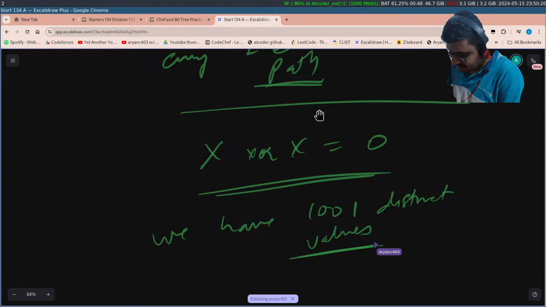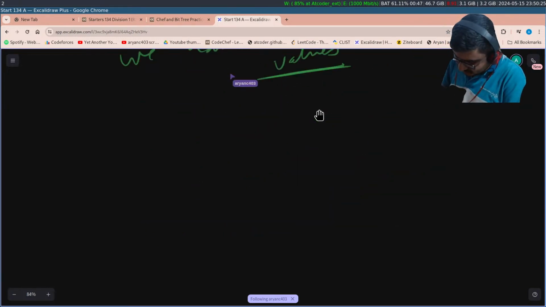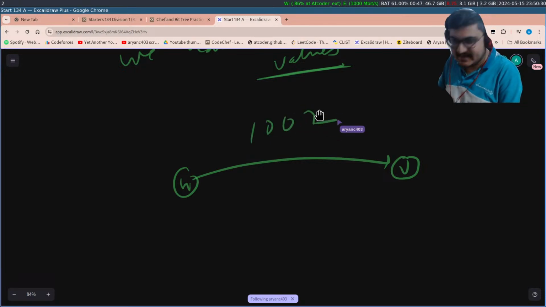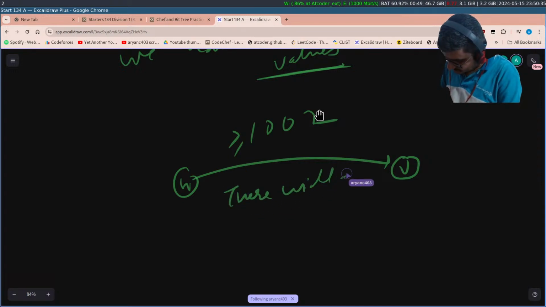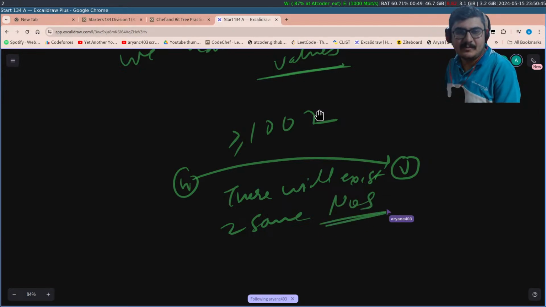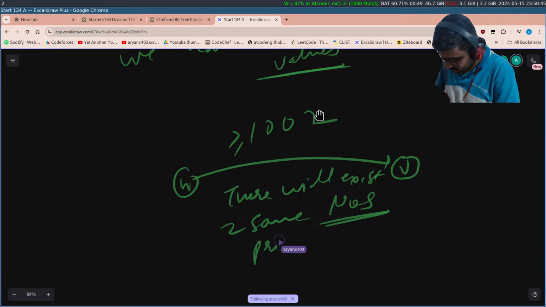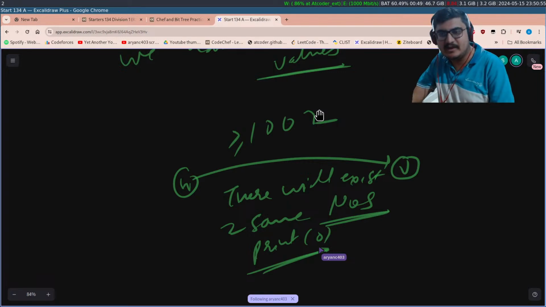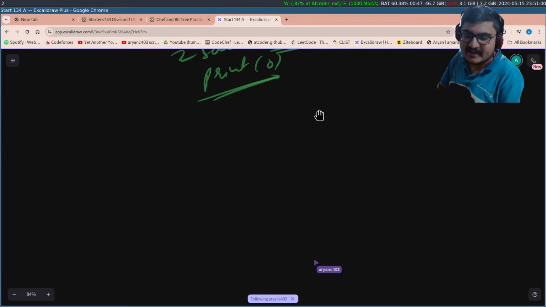So the crux is, if the length of the path from U to V is, let's say, 1002, then there would be at least two same numbers. In that case, the minimum possible value would be 0, so print 0. If the distance from U to V is at least 1001, you directly print 0. You don't have to do anything. Otherwise, you can go to each number and try to count how many times each number appears.